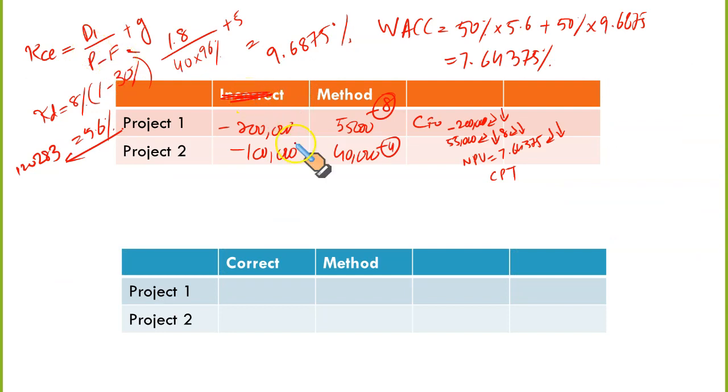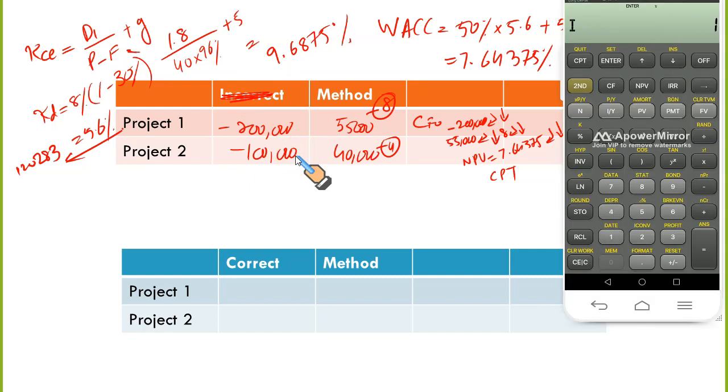For the second one, let's do the second one as well. Initial outflow, 100,000 negative.